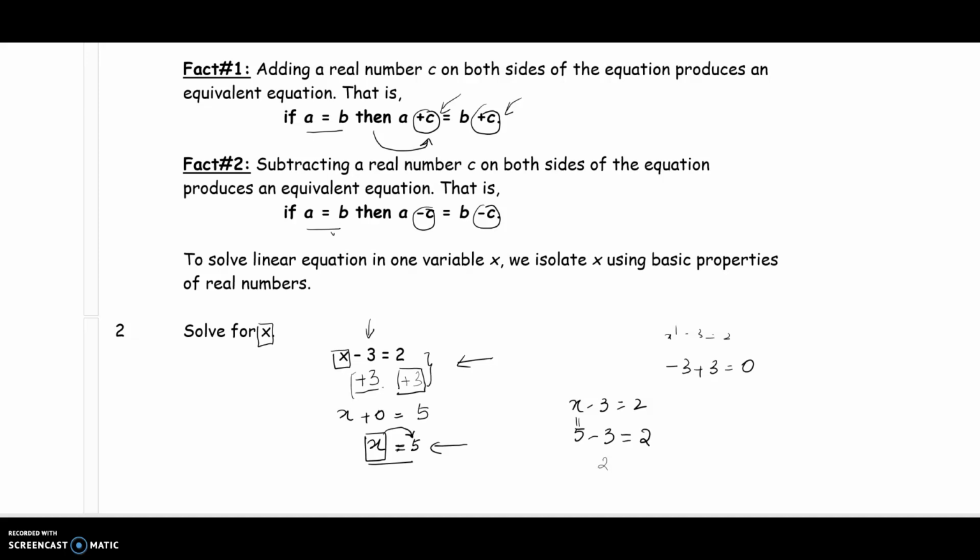And on the left, we have 5 minus 3 is 2. On the right, we have 2. So as long as we get something like this, the equation works, and therefore x equals 5 is a solution to the equation x minus 3 equals 2. So x equals 5 is a solution.